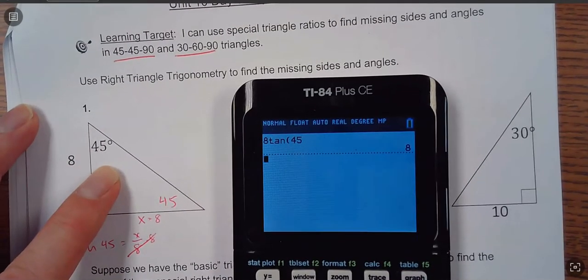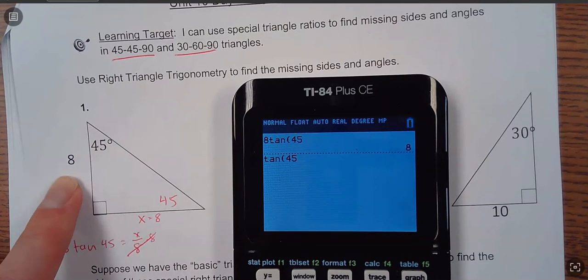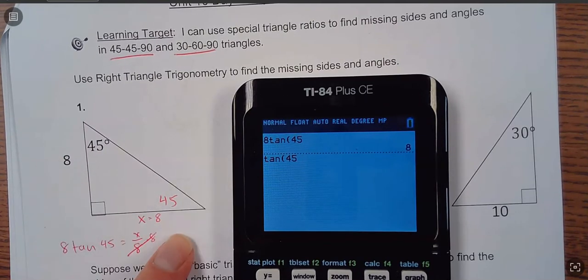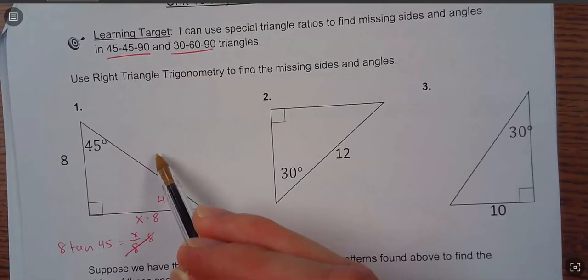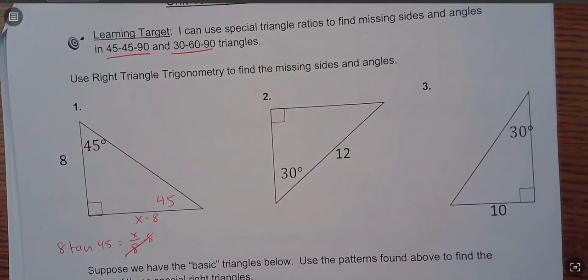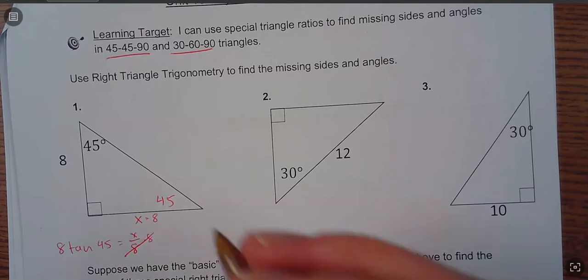In fact, if I do just tangent 45, remember, tangent is opposite over adjacent, so what should the ratio of these sides be? 1, meaning they're the exact same thing. Now, I can use trig to find this other side, but I kind of want to use the Pythagorean theorem instead, because then I can leave things in radical form and show you the ratio in radical form.